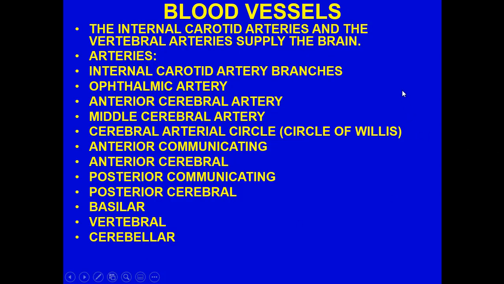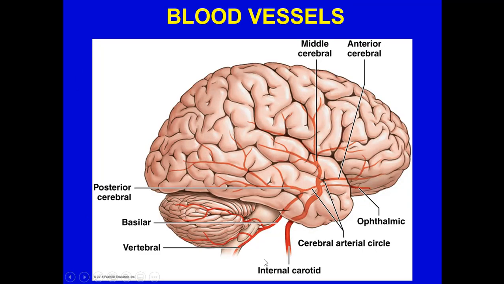The internal carotid arteries and the vertebral arteries supply the brain. It is absolutely critical. Now, the circle of Willis, I expect you to know cold, hard, fast. You have in these arteries the internal carotid artery branches of the ophthalmic artery, anterior cerebral artery, middle cerebral artery, and the cerebral arterial circle, the circle of Willis, as well as the anterior communicating, the anterior cerebral, the posterior communicating, and the posterior cerebral, as well as the basilar, vertebral, and cerebellar, which you can see right here.